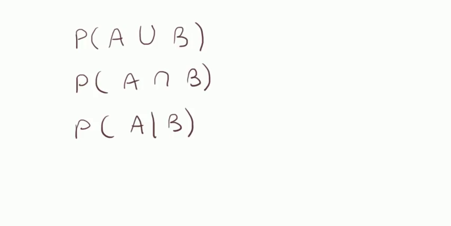Hey, I want to share with you some ideas on how you can memorize some notations in probability. So previously we've discussed what this means. This is probability of A union B. Another way of saying that is probability of A or B. This one is probability of A and B. This is probability of A given B, or A conditioned on B.